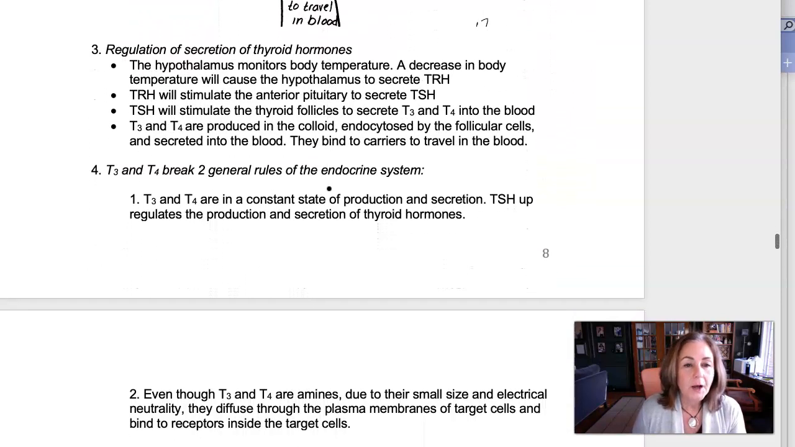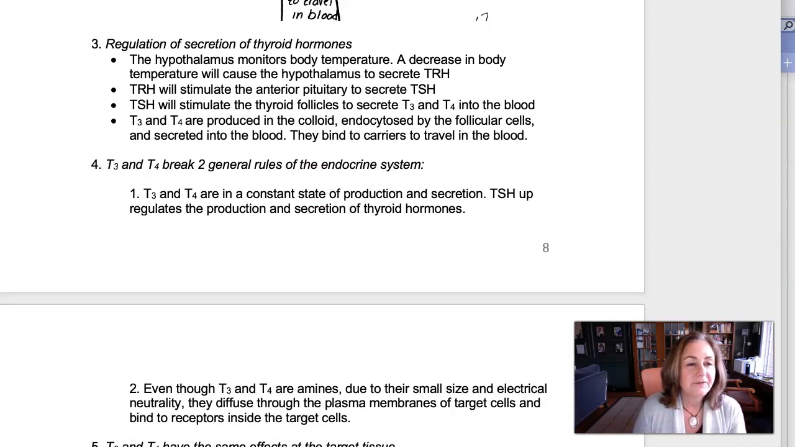All right. So for regulation of secretion of thyroid hormones, it is upregulated by thyroid stimulating hormone, and the way that works is the hypothalamus monitors body temperature. If there's a decrease in body temperature, that is going to stimulate the hypothalamus to release thyrotropin releasing hormone, which is going to circulate to the anterior pituitary, cause the anterior pituitary to secrete thyroid stimulating hormone, and then thyroid stimulating hormone stimulates the thyroid follicles to secrete T3 and T4.